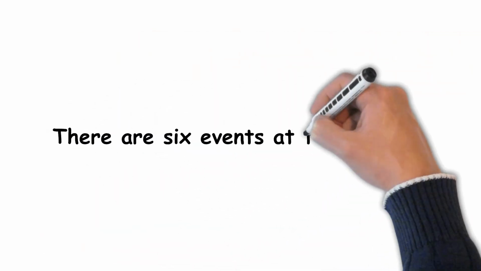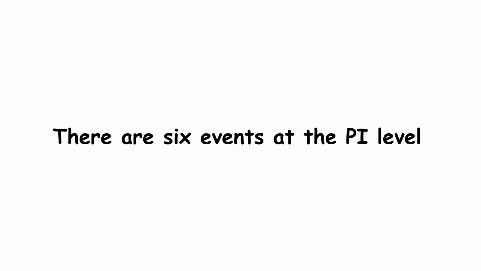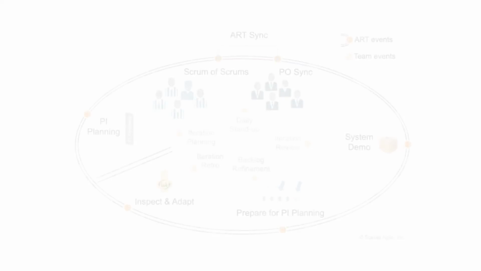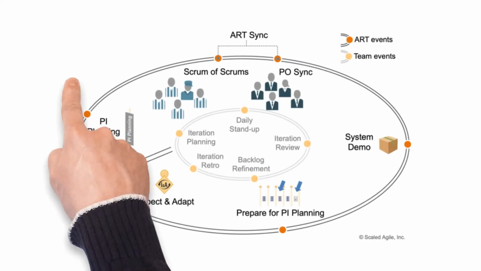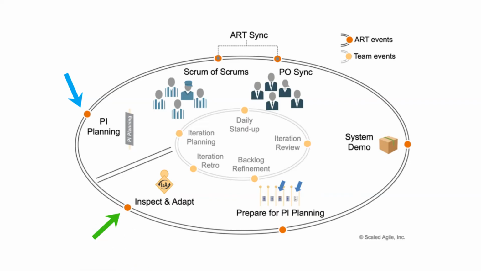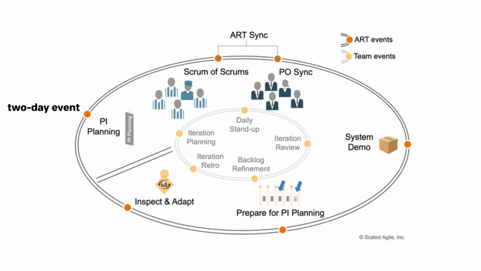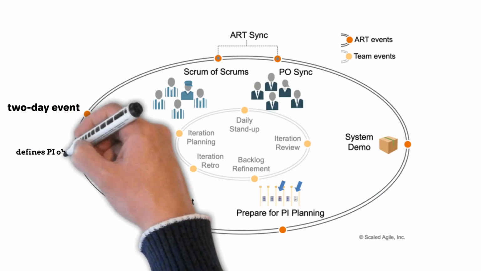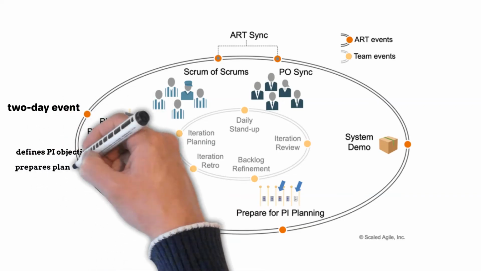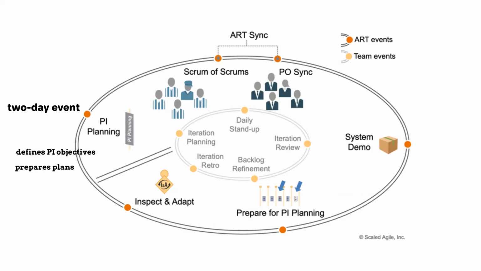There are 6 events at the PI level that create a closed-loop system to keep things on track. It starts with PI planning and ends with inspect and adapt. PI planning is a 2-day event where everyone working in the Agile Release Train defines PI objectives and prepares plans to meet objectives. A system demo is a bi-weekly event that provides feedback from the stakeholders about the effectiveness and usability of the system under development.